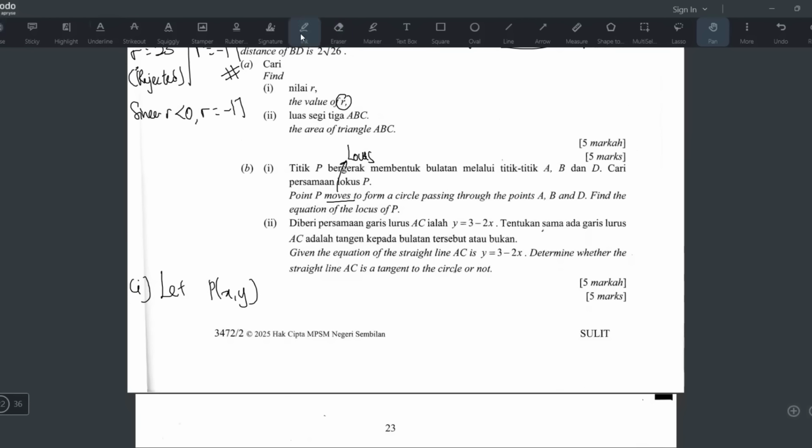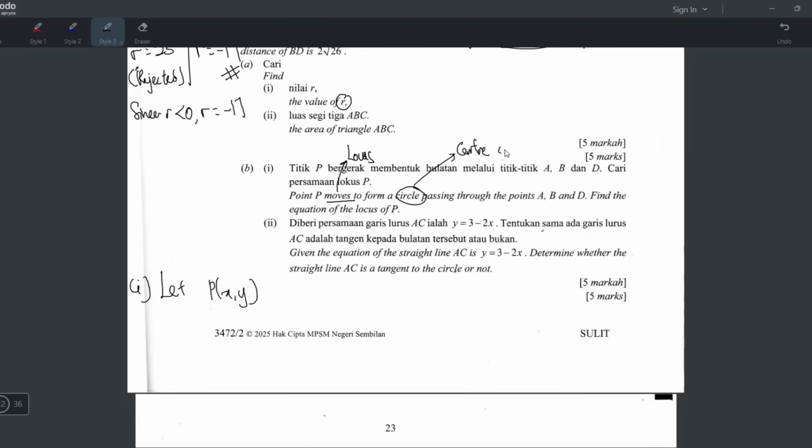So the first step is to let P be (x, y), and then to find the equation of the circle, you need two pieces of information. The first is the center coordinate, and the next is the radius. You need these two: the coordinates of the center of the circle, and the radius.